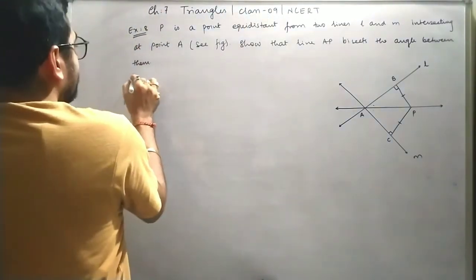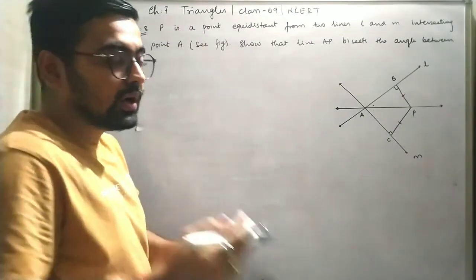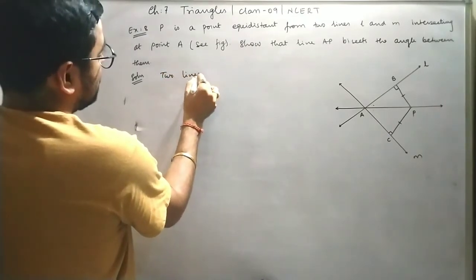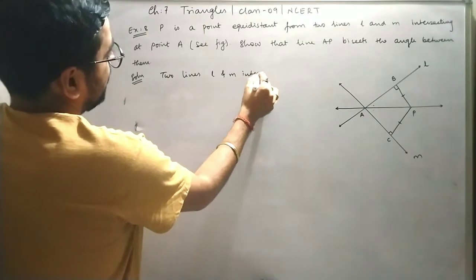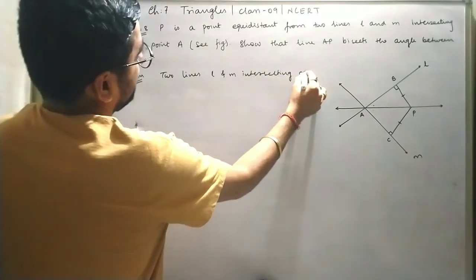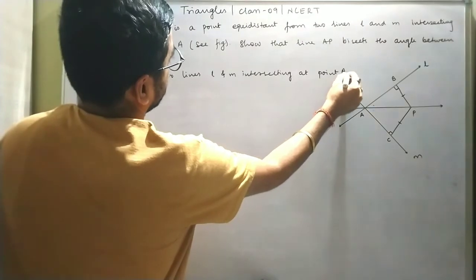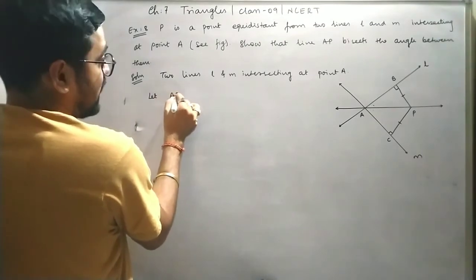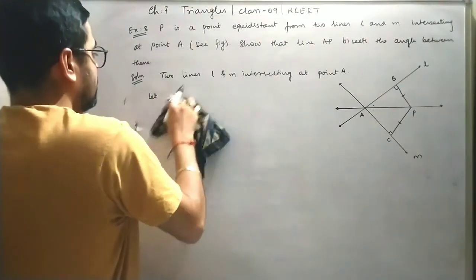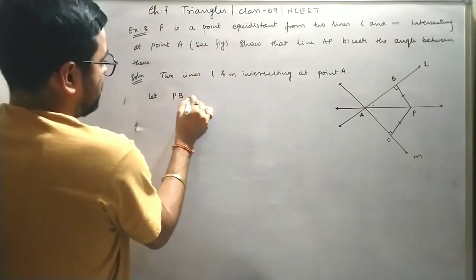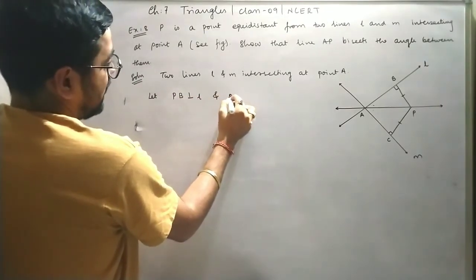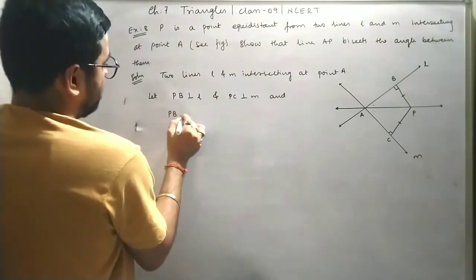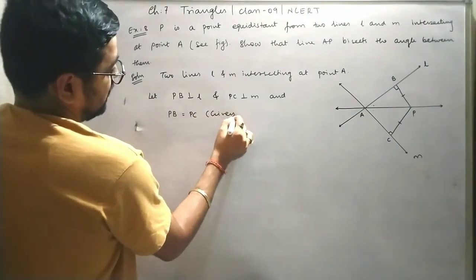Now the figure has given us a few things to understand. First, we know that two lines L and M intersect at point A. Now if we look at the figure, we can easily say that PB is perpendicular to L and PC is perpendicular to M, and PB equals PC, given.